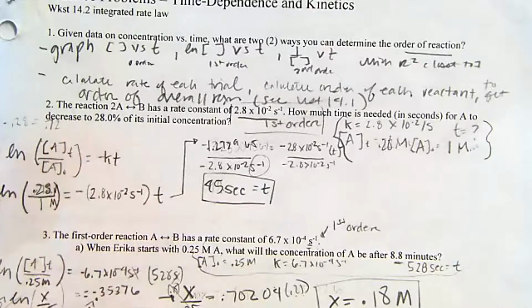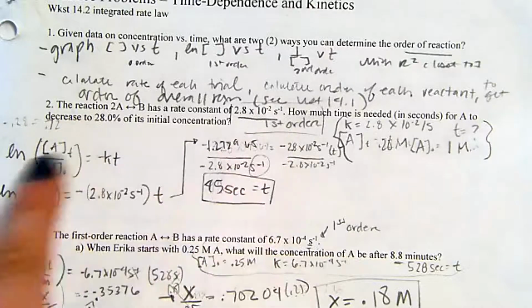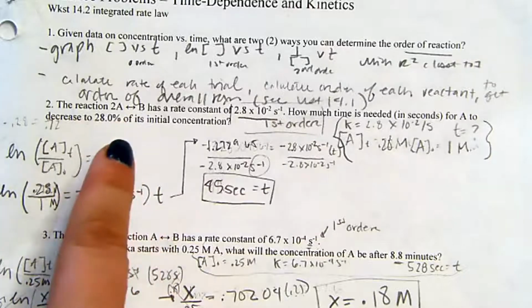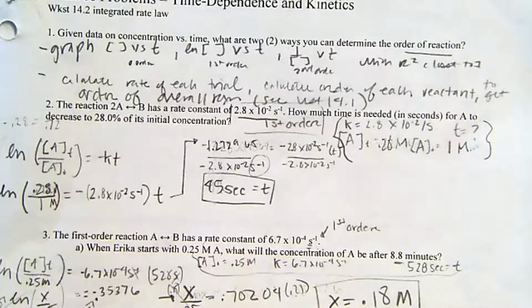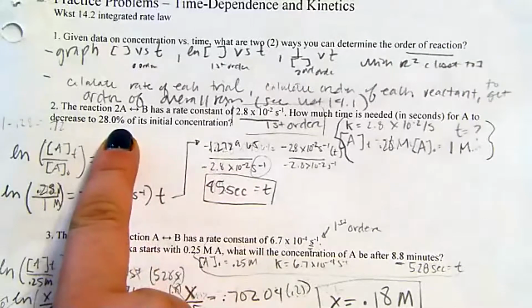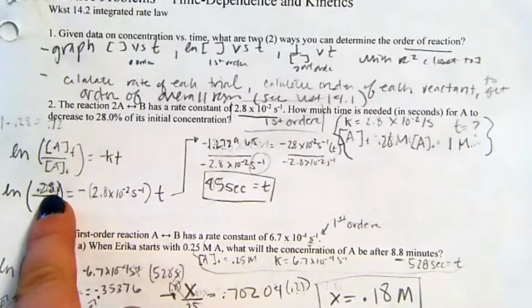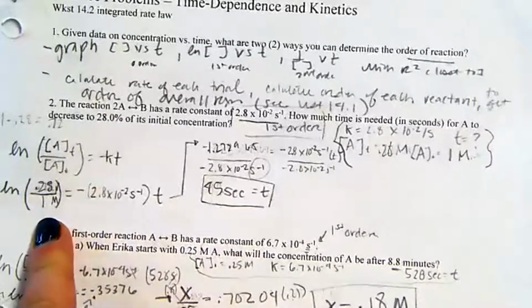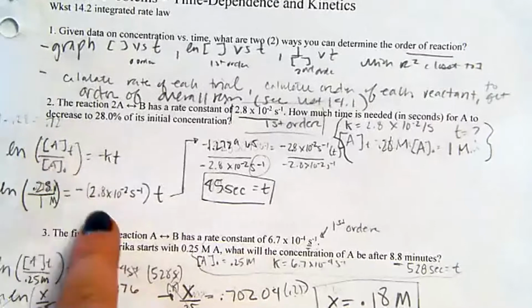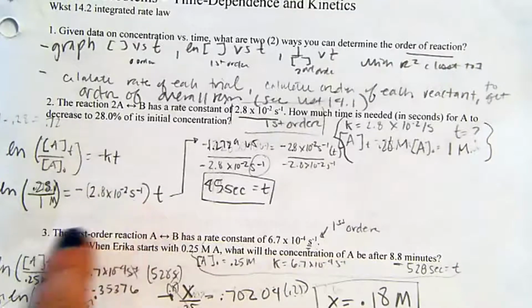This is our integrated rate law if it's first order. So it's first order, we're using this one. You could use this or the rearranged one. You're going to get the same answer. So I just plugged it into here. You can take 28% of anything and have that be your final. I just decided to make my initial 1 and my final 0.28. I took the natural log of that, divided both sides by negative K, and you get 45 seconds.